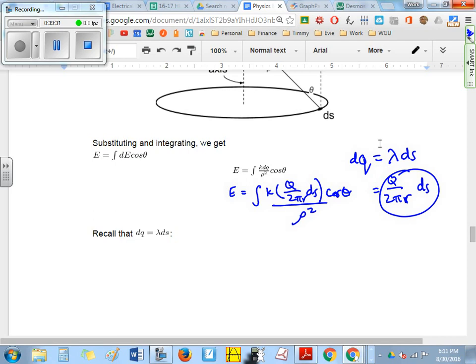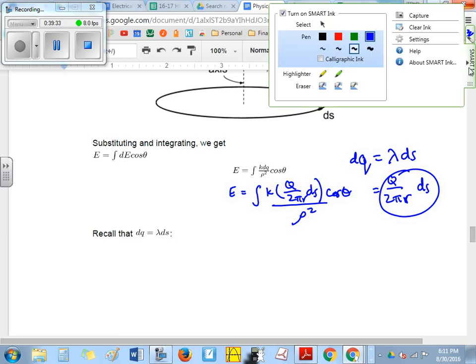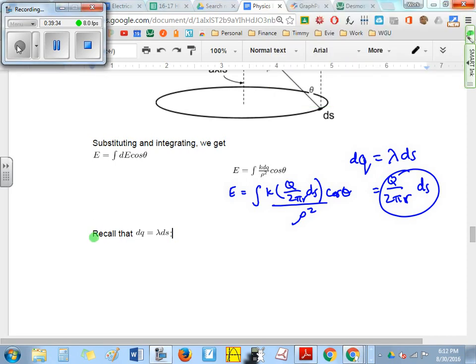What are we integrating from and to? Well, notice our differential is ds, right? Our differential is ds. So we don't really need this comment here. Our integral is over ds. So s basically goes from 0 all the way around to 2 pi r, right? So we want to collect all the way from 0 to 2 pi r. So that's what that's going to be.